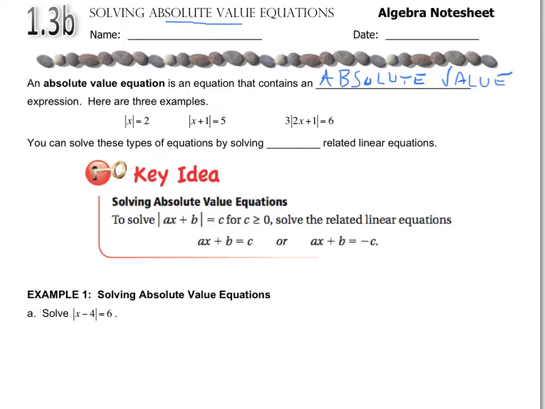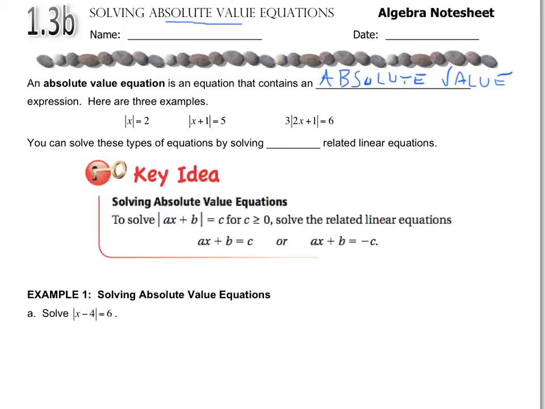Here are three examples. In the first example, we have the absolute value of x equals 2. There are actually two answers to that. We would say that 2 is in the answer, because if I take the absolute value of 2, I get 2. But also negative 2 would be 2 when I take the absolute value. Then we're going to start looking at some more complicated questions. We have the absolute value of x plus 1 equals 5, and we're going to figure out how we find what x equals. We also have the next one, which is 3 times the absolute value of 2x plus 1 equals 6. Again, there are some more complicated things we have to work through.